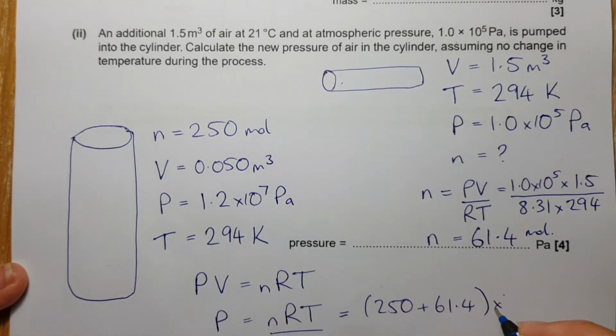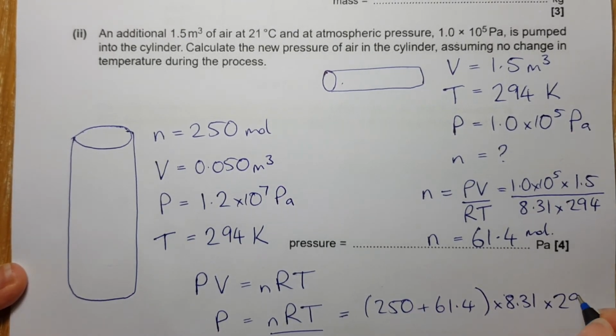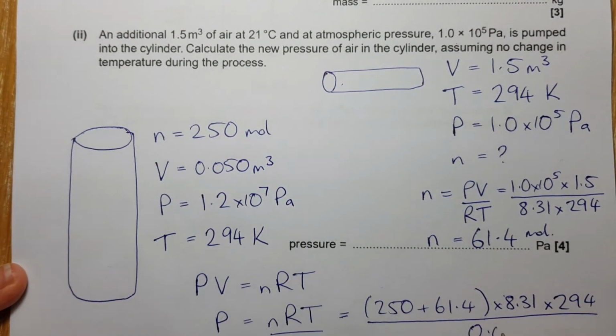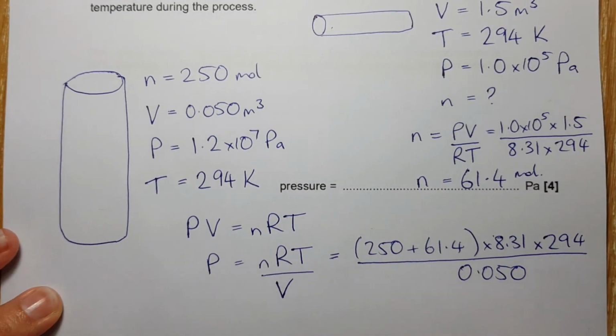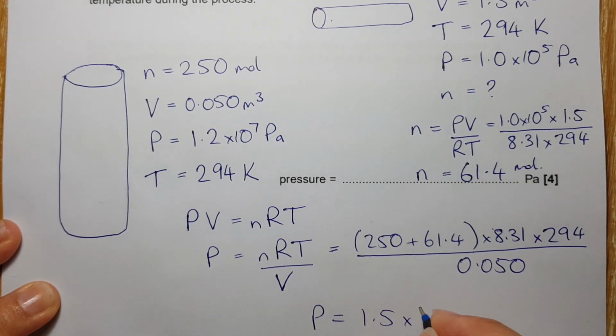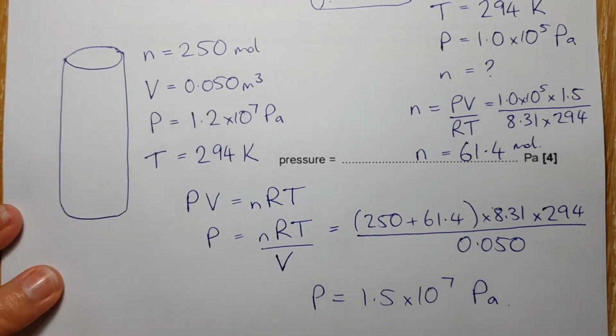times R, should I forget, times the temperature, 294, all over the volume that it's all going to be crammed into, so that's this. Oh, whoops. And that will come out as 1.5 times 10 to the 7 pascals.